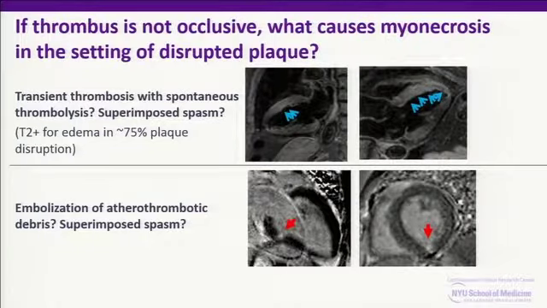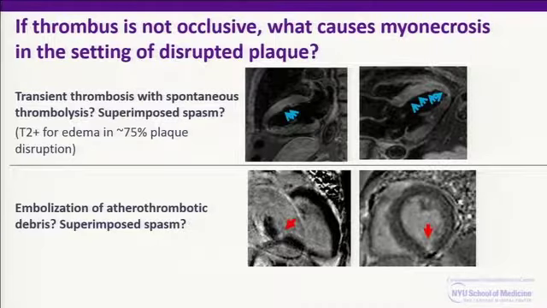If the thrombus is not occlusive, what's causing myonecrosis in these patients? Well, we spoke earlier about the idea that there may be transient complete closure of the vessel from thrombosis with spontaneous thrombolysis. Although we didn't observe any thrombi on IVUS, IVUS is fairly insensitive for thrombi for our series. Or maybe there's superimposed spasm. Finding out the mechanism, MRI is very helpful in this regard. So we saw 2 patterns in our study, and the top one shows us a large area of myocardial edema, in this case in the LAD coronary territory.